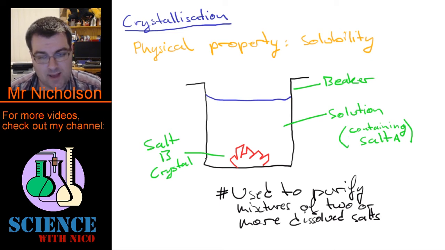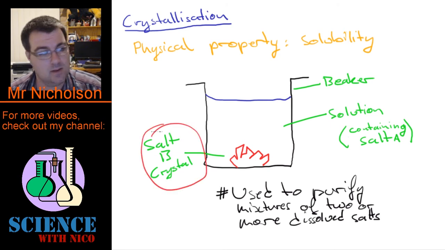This will often be used to purify mixtures of two or more different salts. Now, purify does not mean pure. It simply means that you're going to have more of one salt come out as a crystal. You still will have both salts come out as a crystal. So your salt B crystal, as labeled just here, will still be a mixture of salt A and salt B, but it'll be mostly salt B. Likewise, your solution will contain mostly salt A.